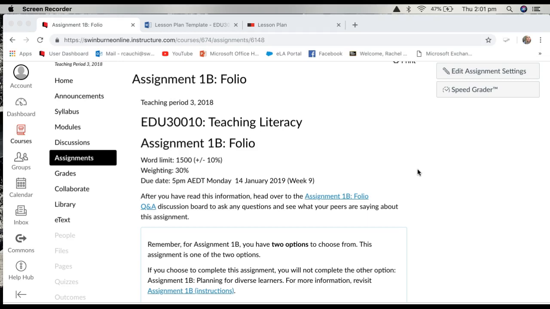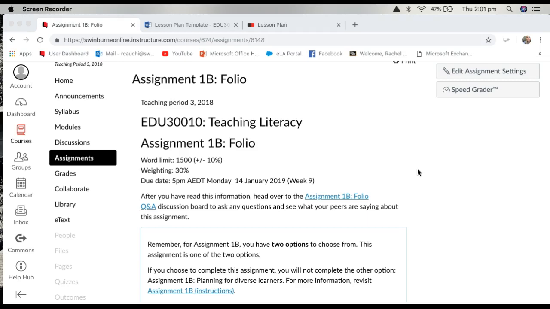So some elements are very similar to the first folio, particularly the rubric, which we'll talk about at the end of this presentation. So if you did decide to choose a folio for A1A, you might like to continue with the folio and perhaps even use some of the ideas that you used in your original unit plan. You might want to use some of the same literacy outcomes and ideas that you had in your unit plan, but this time hone it in and get a really detailed lesson plan.